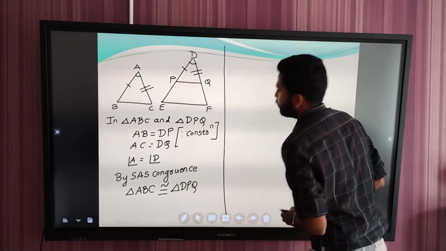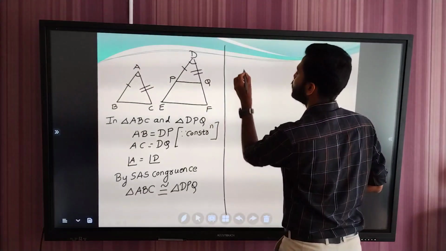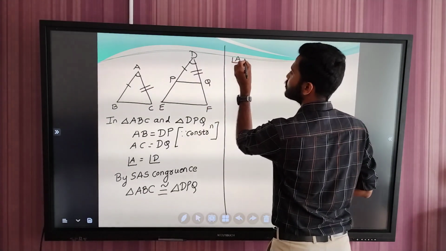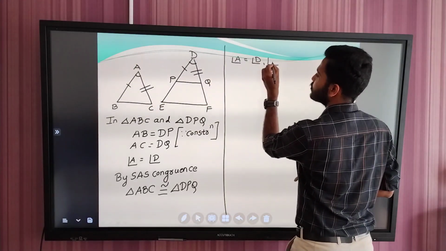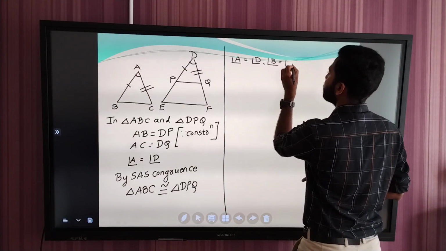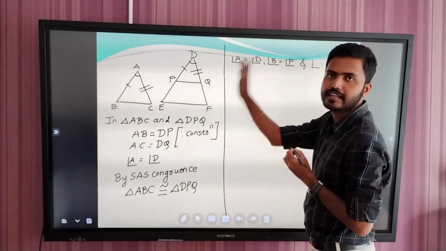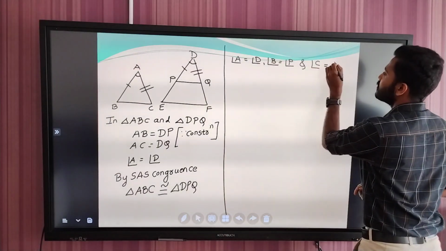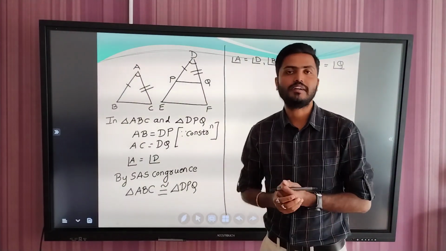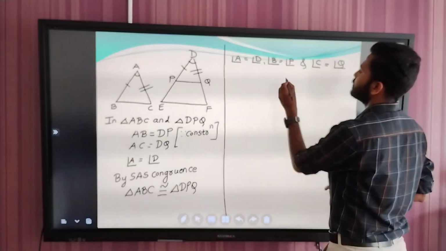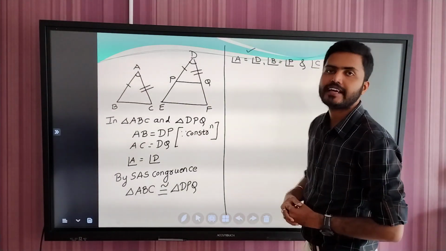So since triangle ABC is congruent to triangle DPQ, angle A is equal to angle D. Angle B is equal to angle P, and angle C must be equal to angle Q. Because if two triangles are congruent, then the corresponding angles are equal. Now, we got that angle B is equal to angle P and angle C is equal to angle Q.